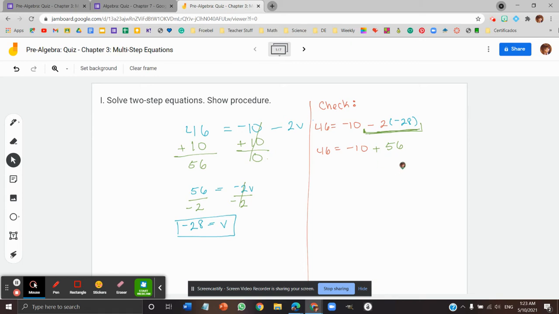And how much is negative 10 plus 56? Again, they're different signs. Therefore, I subtract 56 minus 10. It is 46. And I know that it's going to be positive 46 because my 10 is a lot smaller than my 56. And it is one way to see. And again, 46 equals 46. That is a true statement. So we did it correctly.